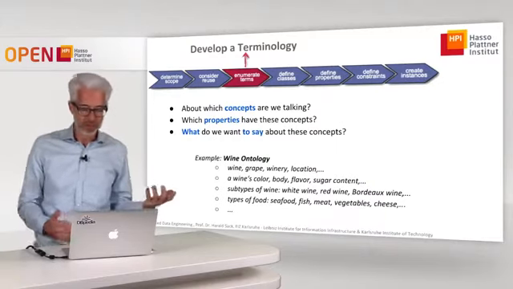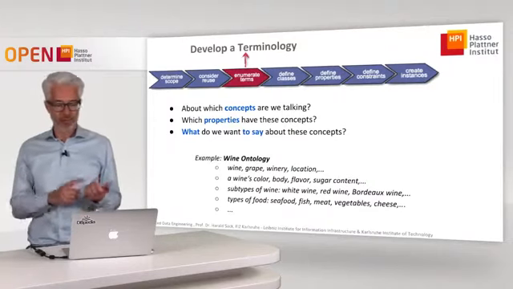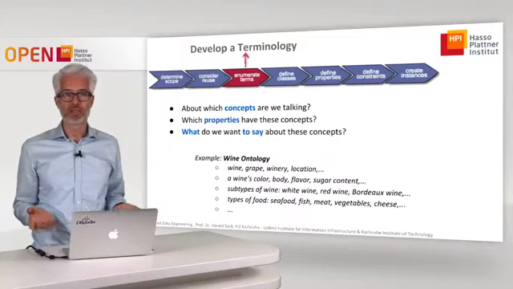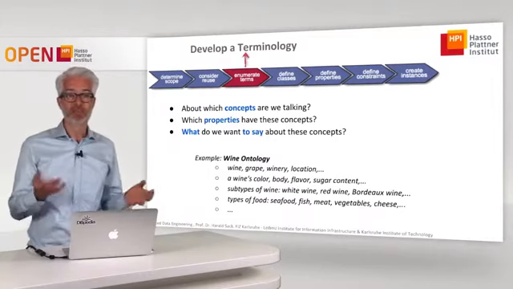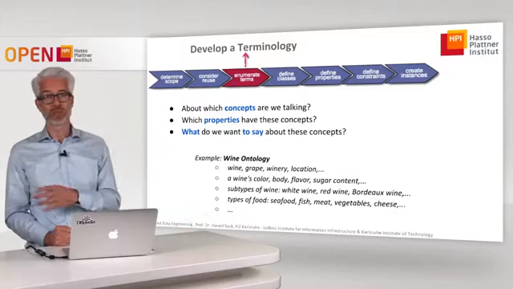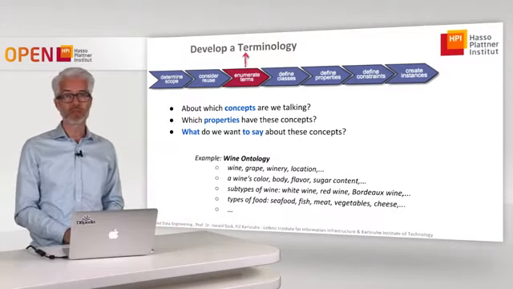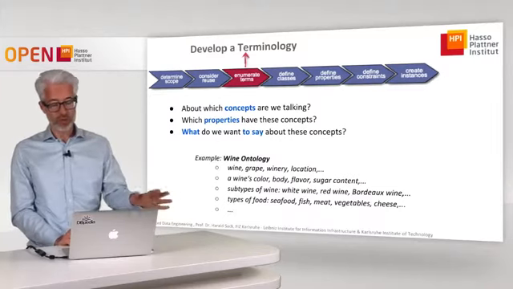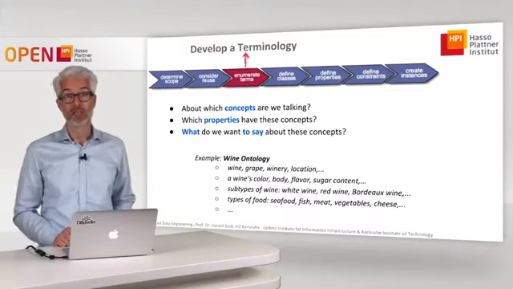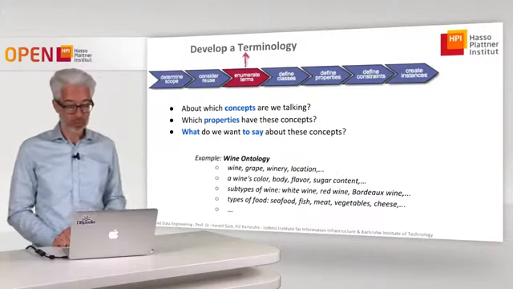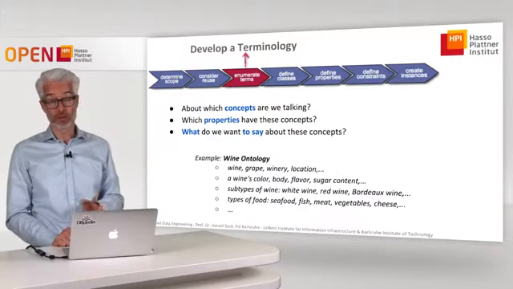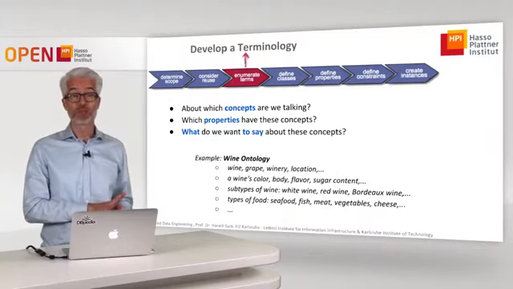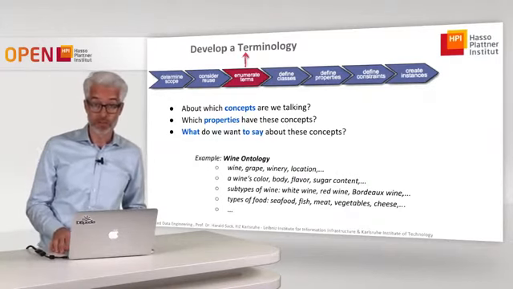So for example, what should be represented should be wine, grapes, wineries, locations, a wine's color, a wine's body, flavor, sugar content, subtypes of wine like white wine, red wine, or Bordeaux wine, or Californian wine, and stuff like that. And also the types of food, seafood, fish, meat, vegetables, cheese, everything you like to have represented. You should put here in your terminology, which is a large vocabulary which contains the most important terms that should be covered with your ontology.